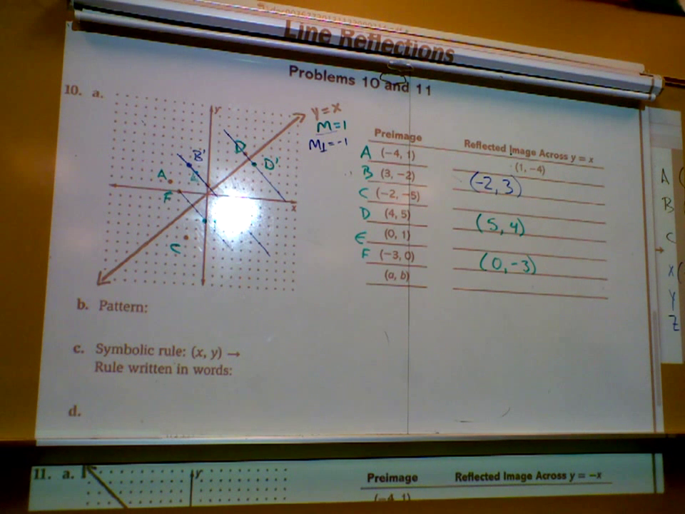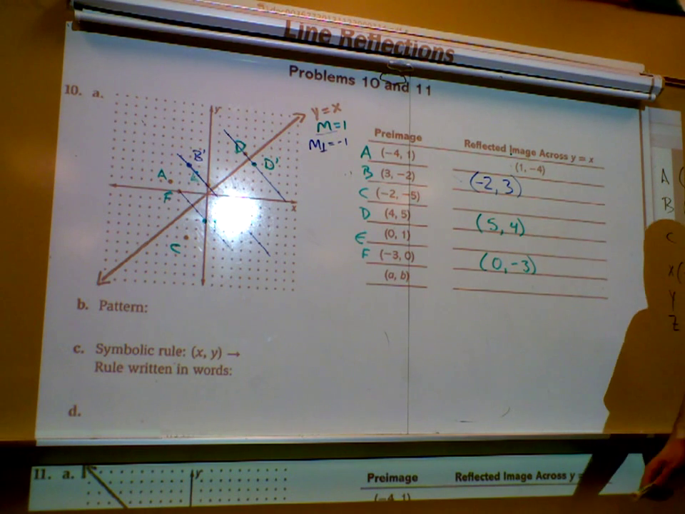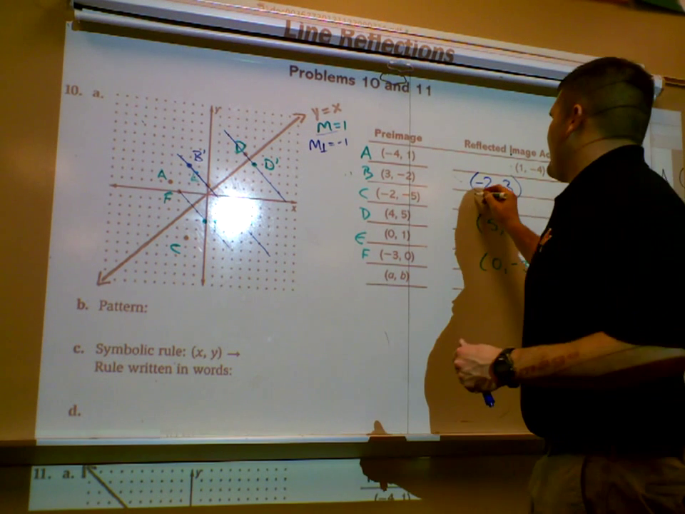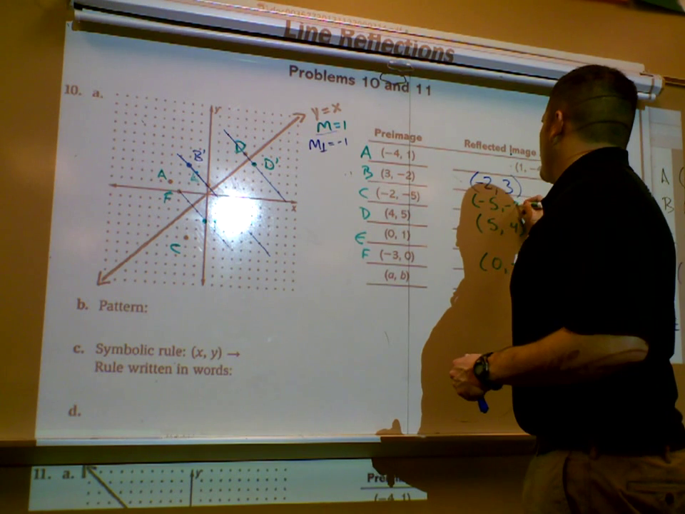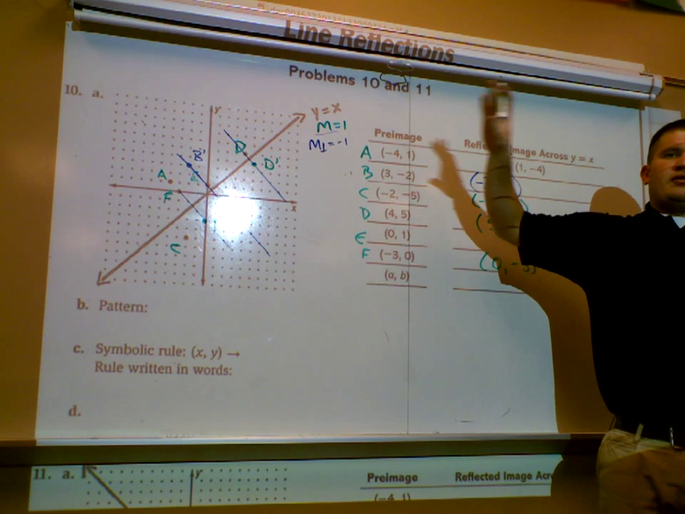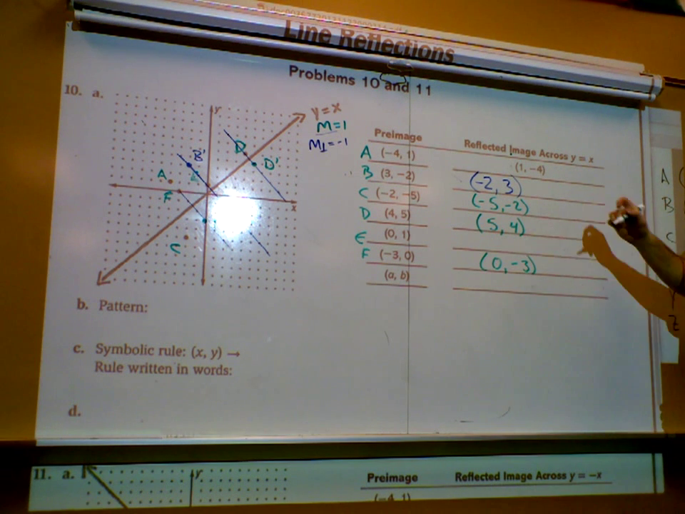All right, we got them? What about C prime? What do you guys think? Good. -5, -2. We just switched the x and the y. See, I didn't have to draw that line now, did I? I know the rule. I don't need to draw the line. If you want to draw the line, that's fine. So -5, -2. What about E?